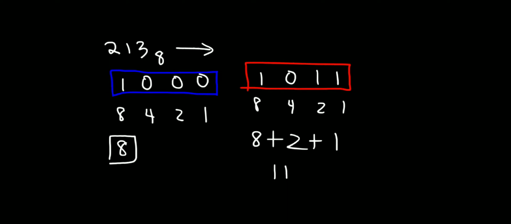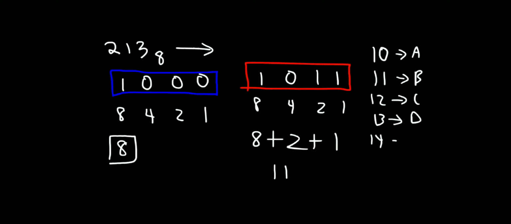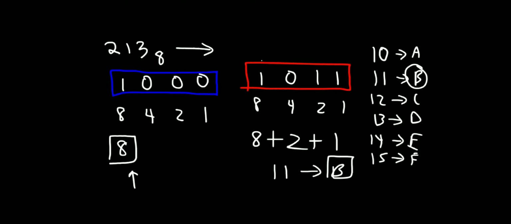Now remember, we will not write 11 in hexadecimal, we will give the codes. So what is the code? 10 is A, 11 is B, so we will write B at the place of 11. These codes I have already discussed with you. 12 is C, 13 is D, 14 is E, and 15 is F. Like this, we will give it B. So our answer is 8B. We will write here 8B with a base 16.